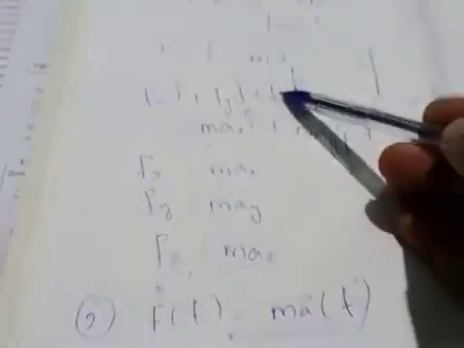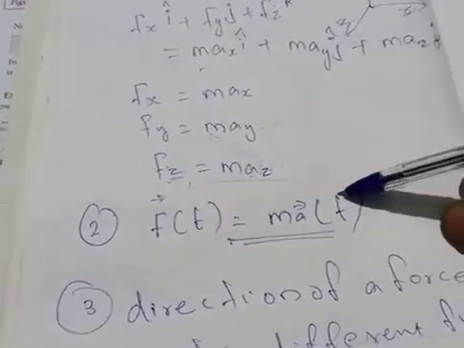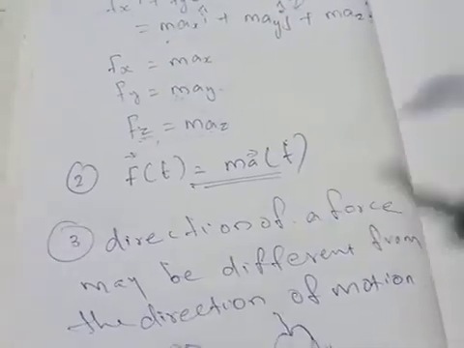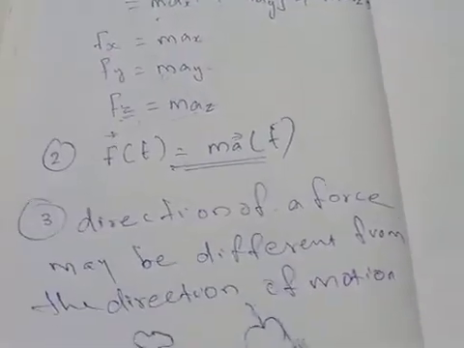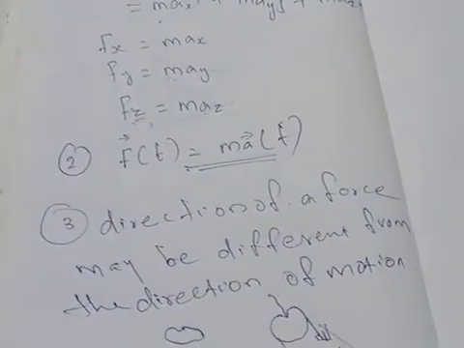Now the fourth case. So we have seen three points. The first point is this one. The second point is about acceleration. The third point is that the direction of force may be different from the direction of motion. For that, we have seen three cases.